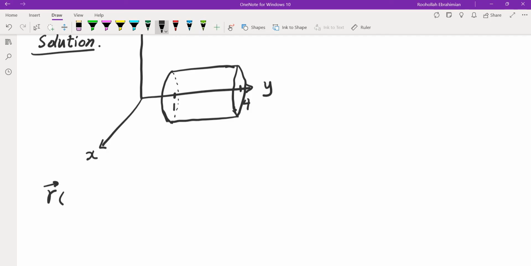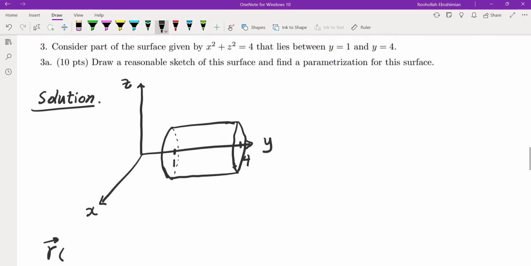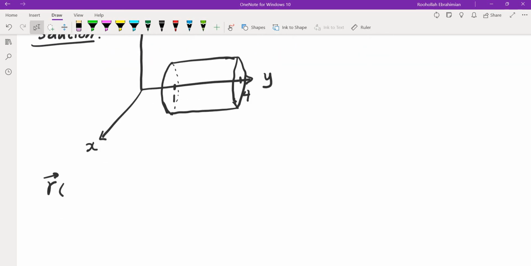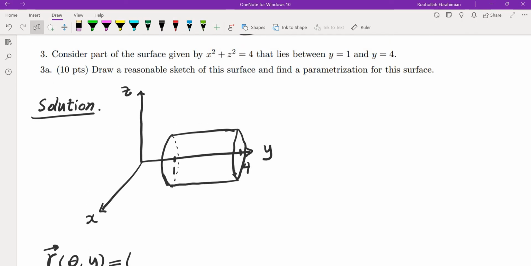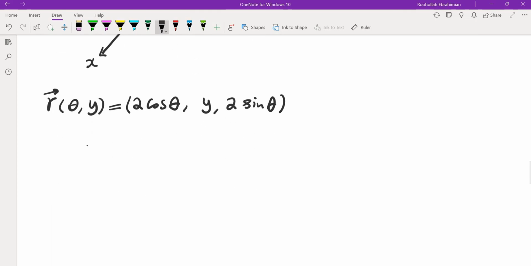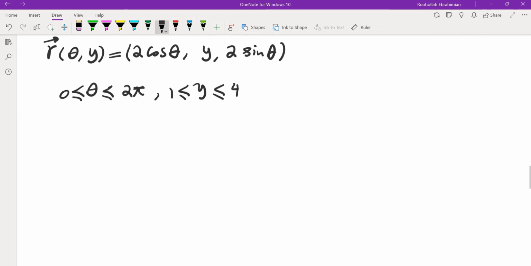So a parametrization that is reasonable is cylindrical, but because we have x squared plus z squared equals 4, we'll have to use a cylindrical adjusted, like in the xz plane. In other words, the two variables would have to be theta and y. Because x squared plus z squared equals 4, we have to parameterize that circle on the xz plane by theta, and the radius is 2. So this would be 2 cosine of theta, y, and then 2 sine of theta. And then what are the limits of theta? Well, theta goes from 0 to 2 pi because it's a full cylinder, and y goes between the limits that they gave us, so 1 to 4.